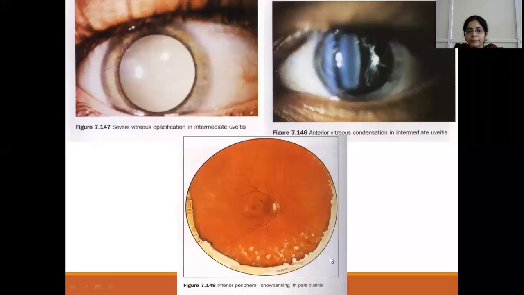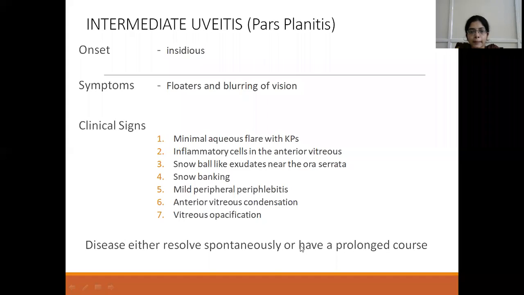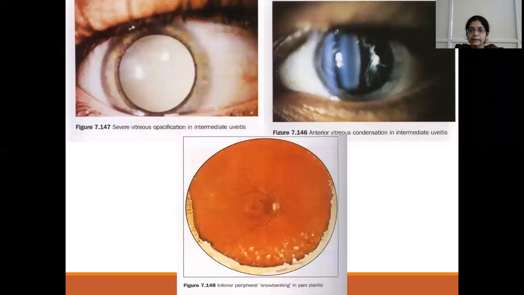Now, sometimes all these snowballs will start organizing and form a grayish fibrovascular plaque known as snow banking. So a plaque-like structure can be formed in the inferior part near the ora serrata. So there can be lots of vitritis, snowball-like exudation, as well as snow banking, and there can also be opacification and condensation of the vitreous. The floaters are mainly due to some stringy, fine or coarse vitreous opacities.